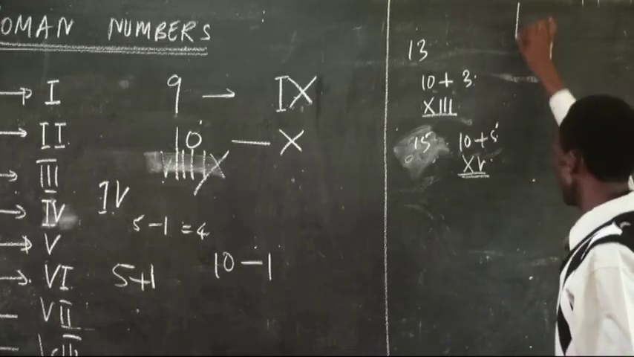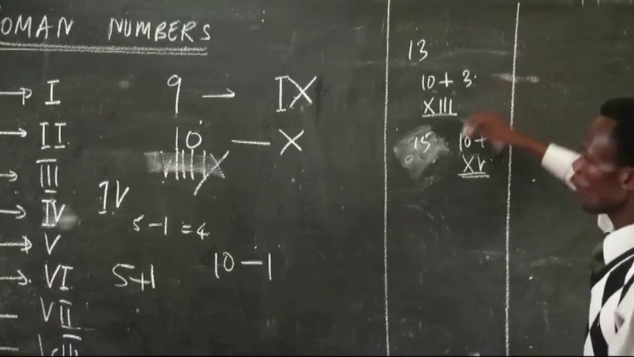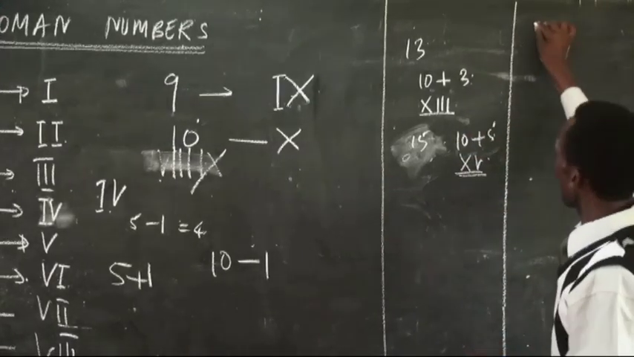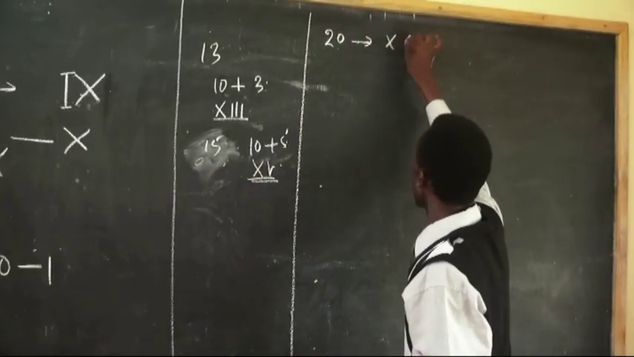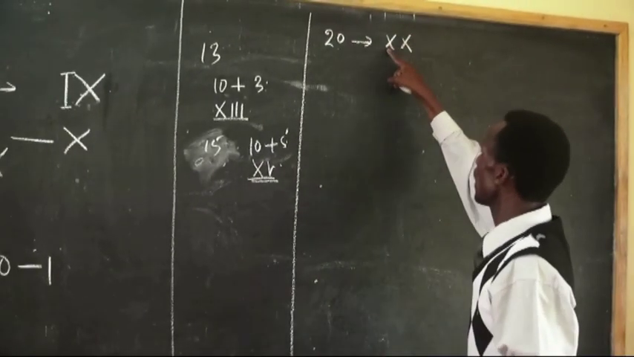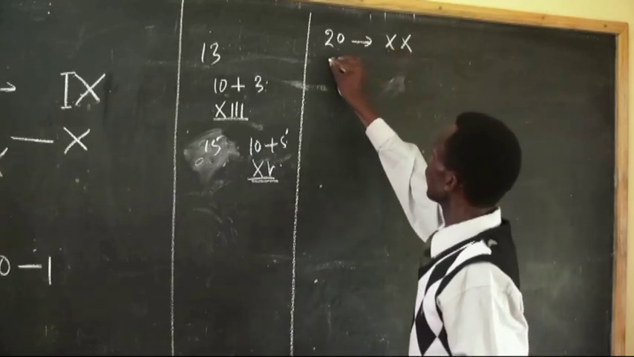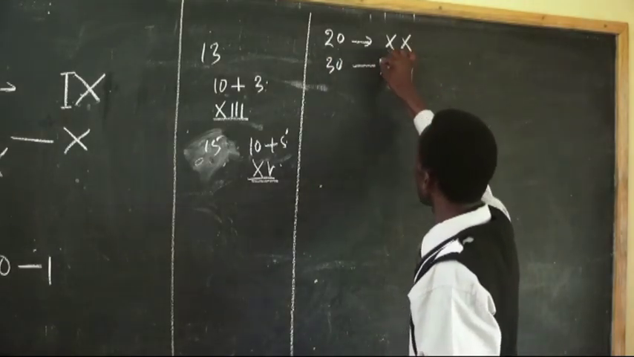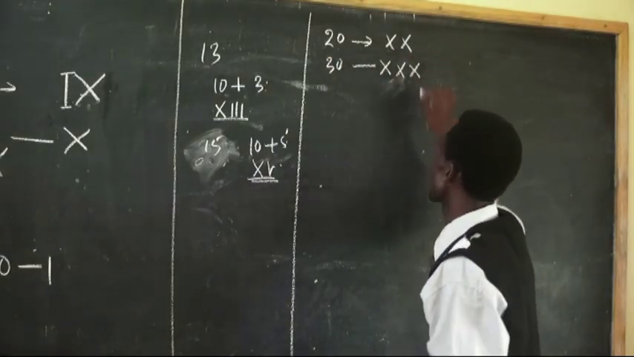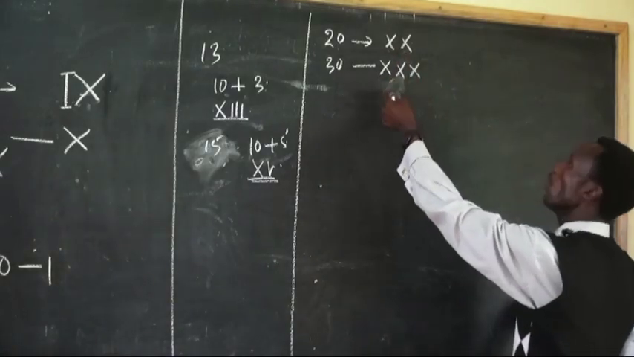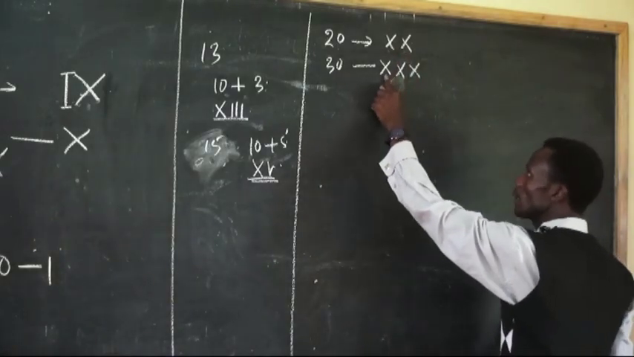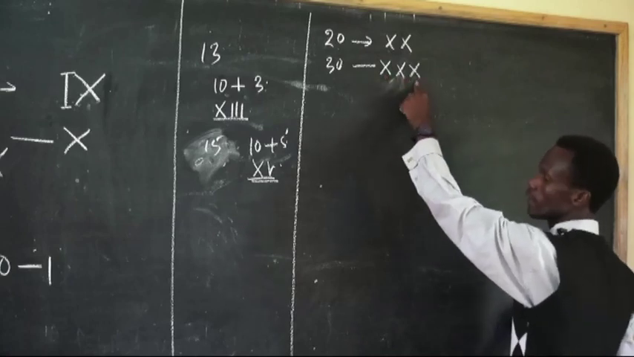But we just have something else. For example, we have written 1 up to 10. Now we have 20. 20 is written as XX. So this is 10 plus 10. And then we have 30. 30 is XXX, that is to say triple X. Here it is double X. So XXX is 10 plus 10 plus 10.